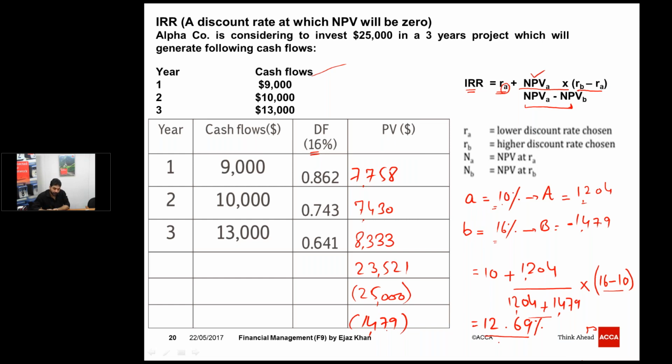So I hope you have understood the concept of IRR. Any comments or any questions?